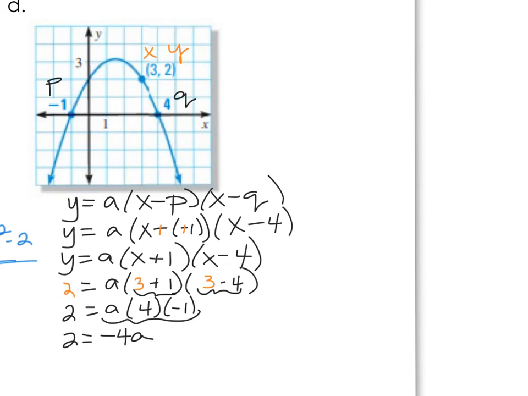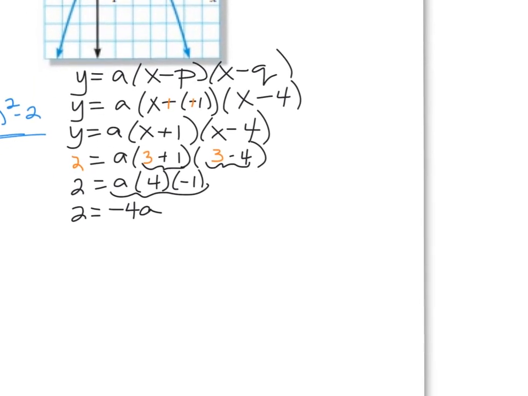Be careful here. I've seen students mix this up and move the wrong thing over to solve for a. To get a by itself, make sure to divide both sides by negative 4. That makes our a value a fraction, and it's negative. 2 divided by negative 4 reduces to negative 1/2.